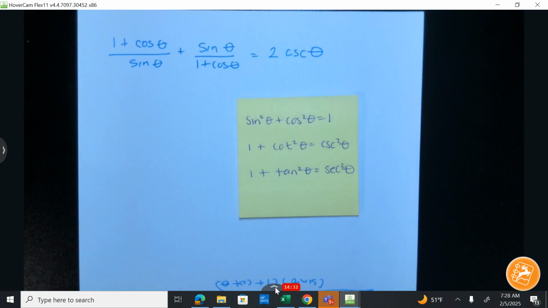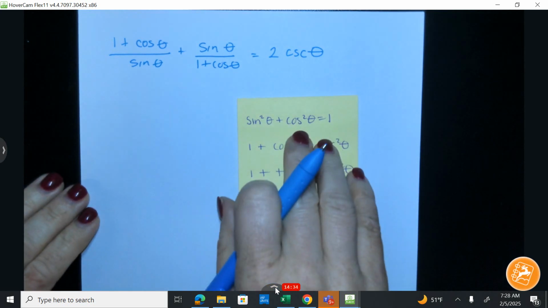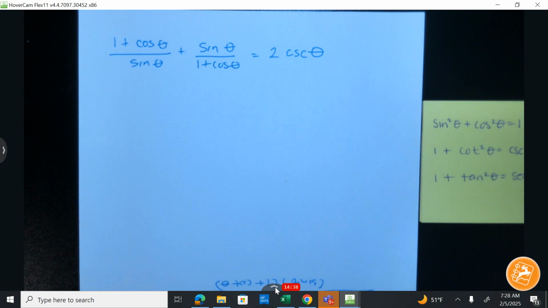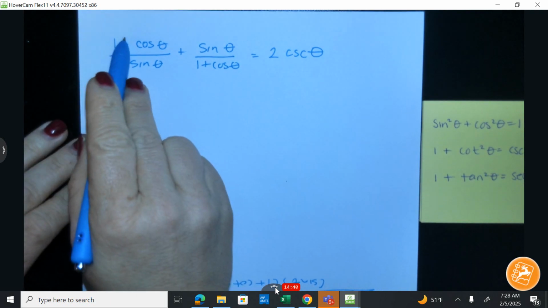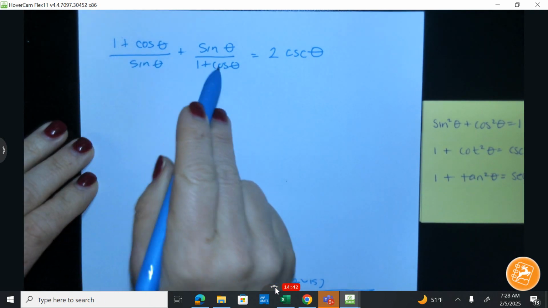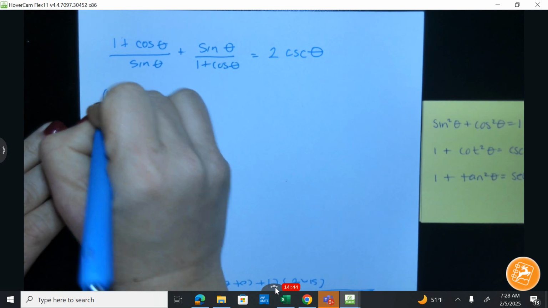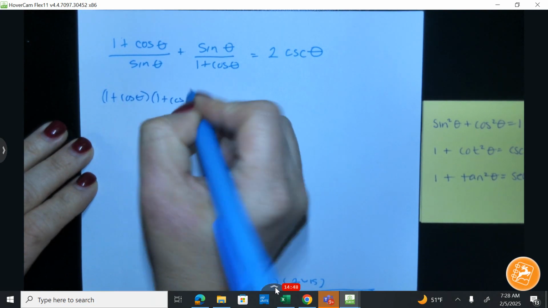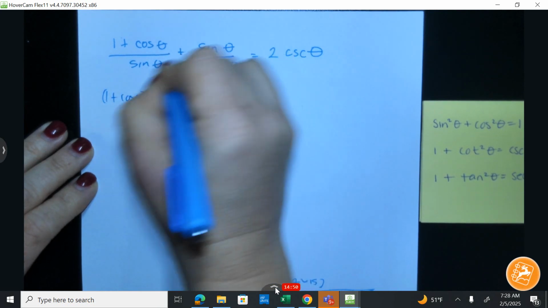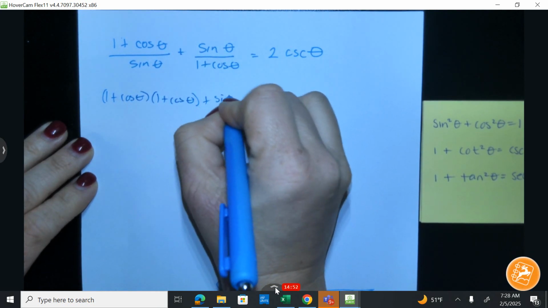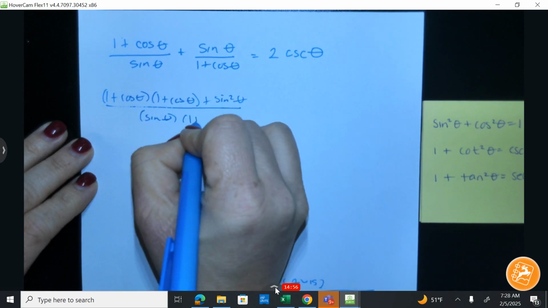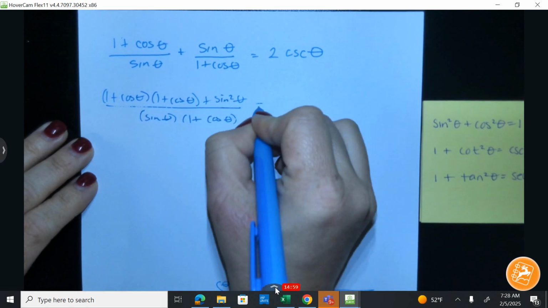All right, let's take a look at this problem. Please write it down and then come back to this video. I'm going to start by doing the butterfly method on the left-hand side. So I'm going to multiply 1 plus the cosine theta times 1 plus the cosine theta, dropping the plus sign, and then sine squared times sine squared, all divided by sine of theta times 1 plus cosine theta.